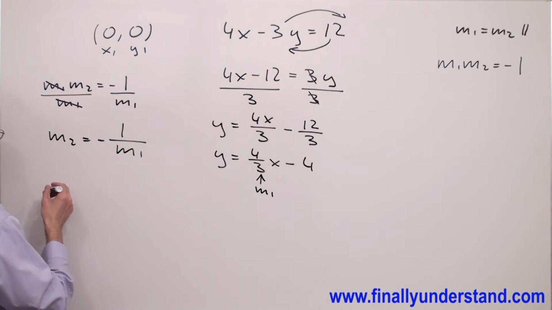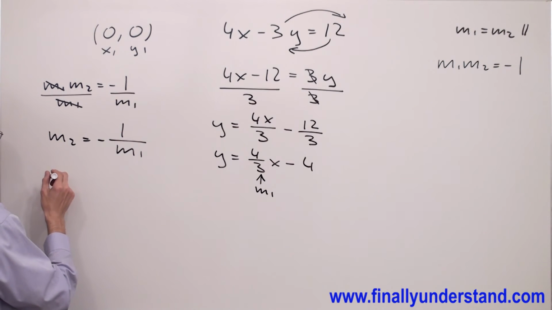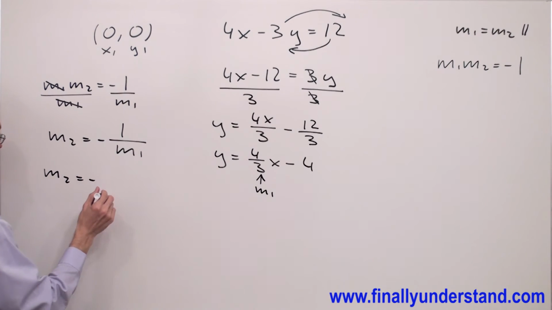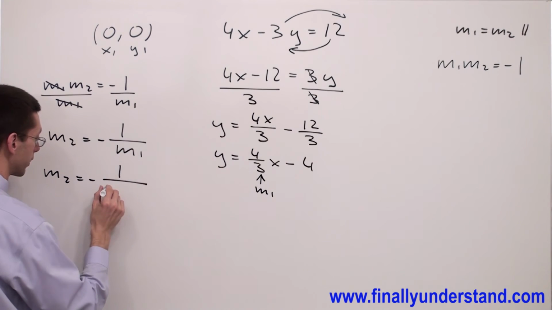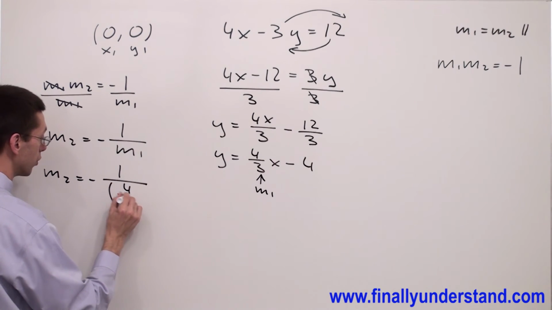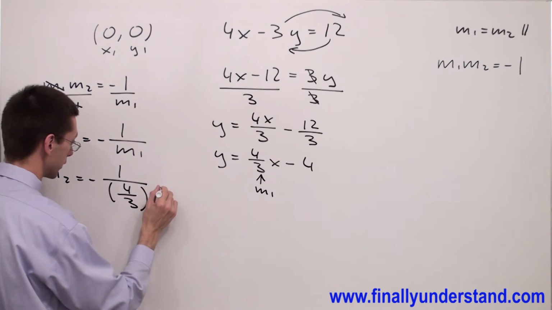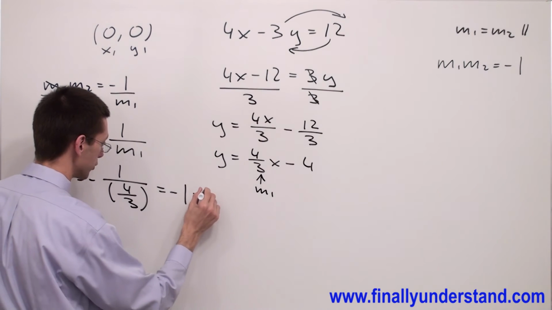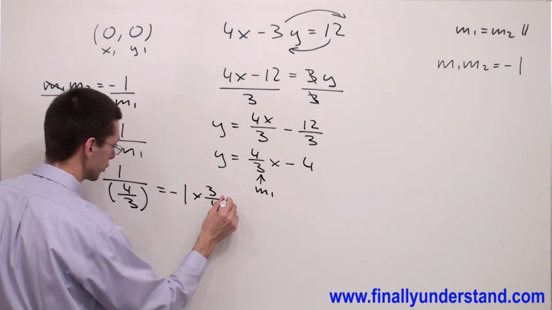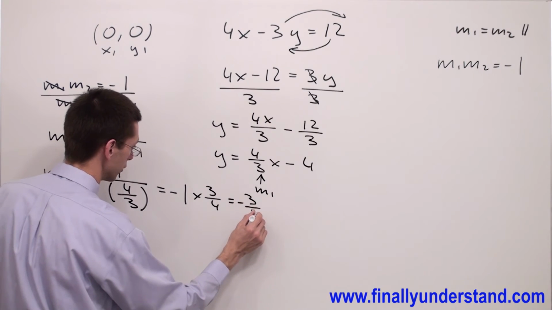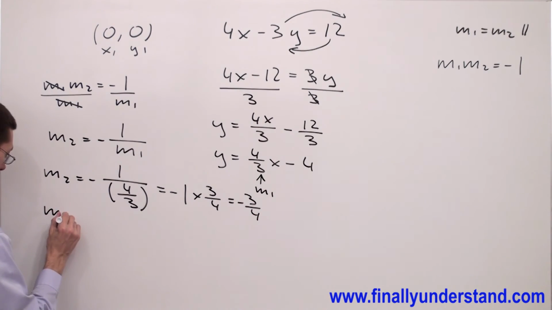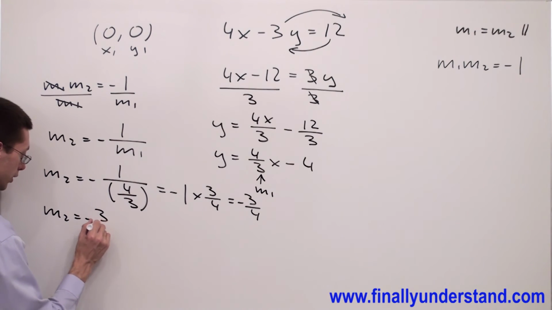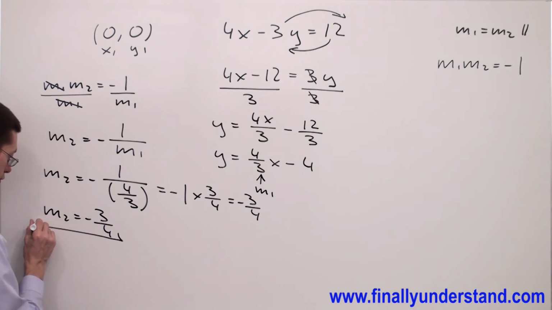Now I'm supposed to plug in the value of m1 into my formula. So m2 equals negative 1 over 4 over 3. Division we have to change to multiplication, so I have negative 1 times 3 over 4, which is equal to negative 3 over 4. My m2 is equal to negative 3 over 4. I found the slope of my second line.